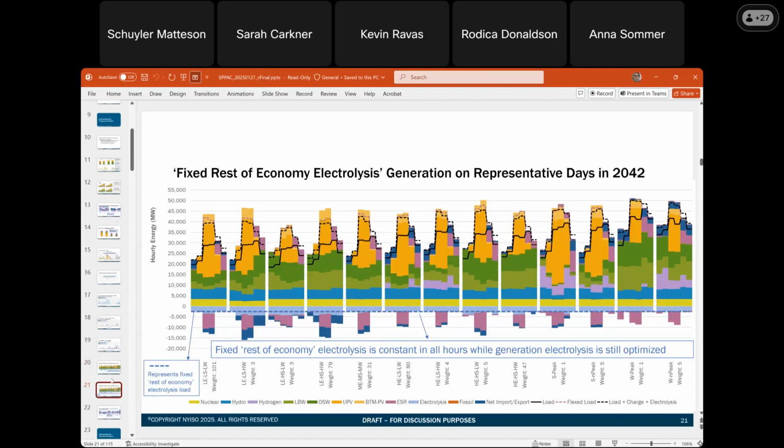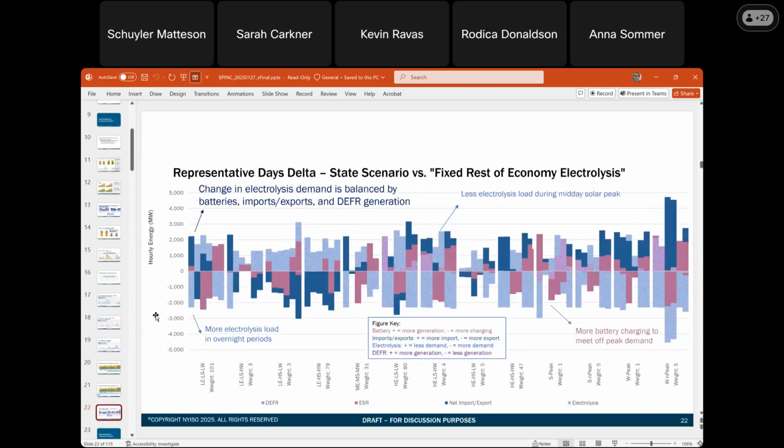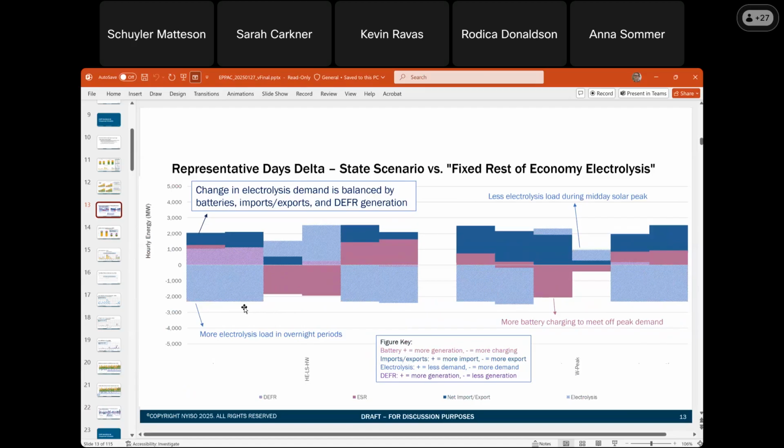And what we did is we took a delta of that to show how the generation and our resources were changing. And I took the two most simple examples to highlight this. So that's why I just have the high energy, low solar, high wind day, as well as the winter peak. And so we're saying that the change in electrolysis demand is balanced by batteries, imports, exports, and defer generation.